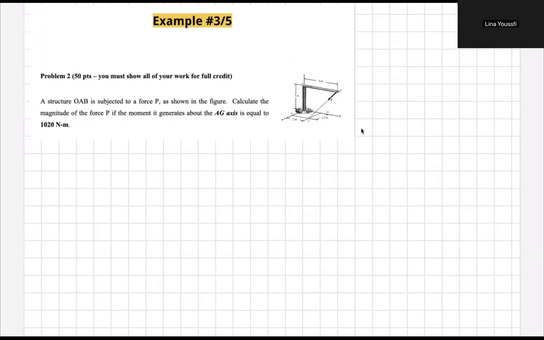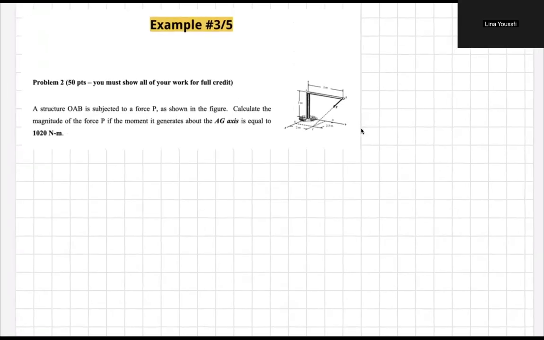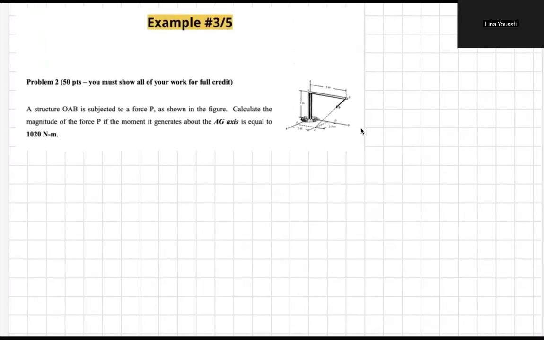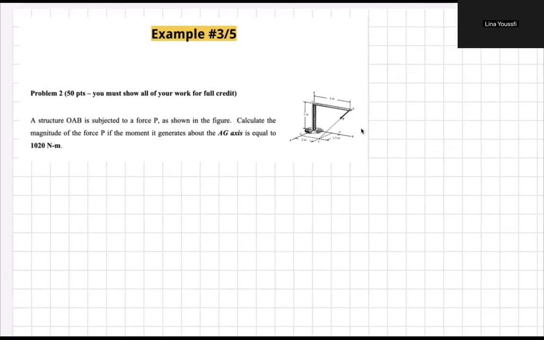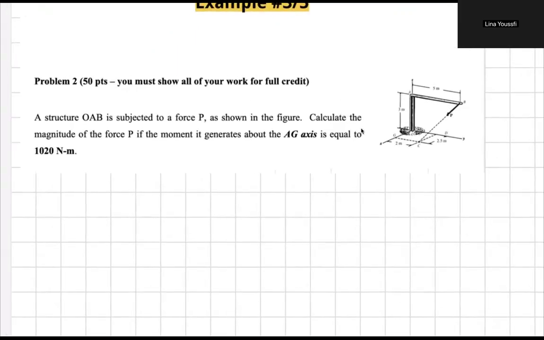Okay, so we're gonna get started with this problem. Here we have a structure OAB subjected to a force P, as shown in the figure. Calculate the magnitude of the force P if the moment it generates about the axis AG is equal to 1020 Newton meters. So I'm gonna start by highlighting. We have a force P, our moment is 1020 Newton meters, and then we have the axis AG that we're trying to find the moment about.